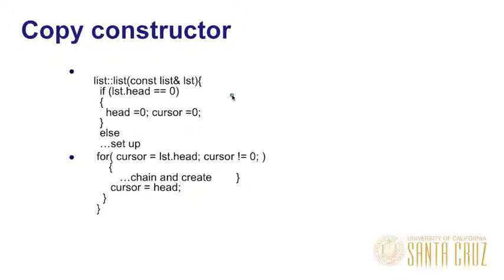Again, here's a simple case where everything is just null. So it's really easy to copy a null list. Very simple. And again, you can see the copying is going to be proportional to the size of the list. And once again, I'll just remind you that if you have a C++11 compiler, nullptr is also an appropriate initialization.